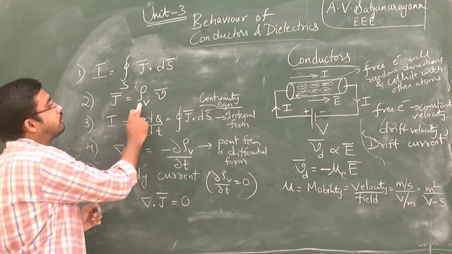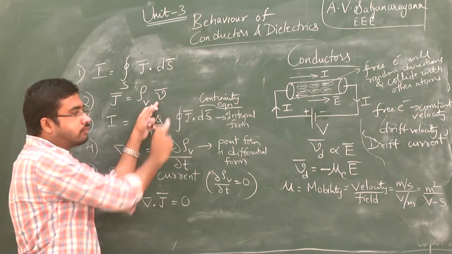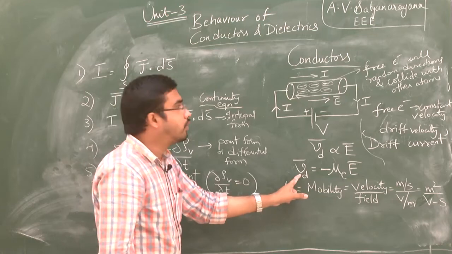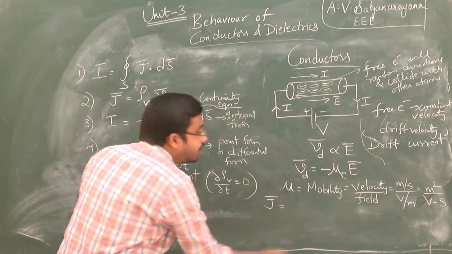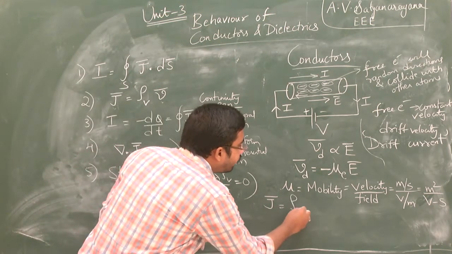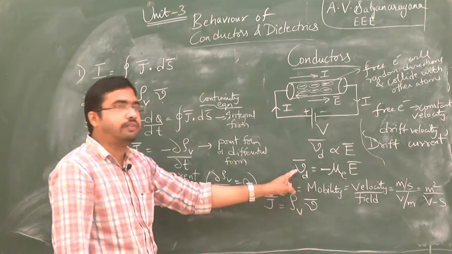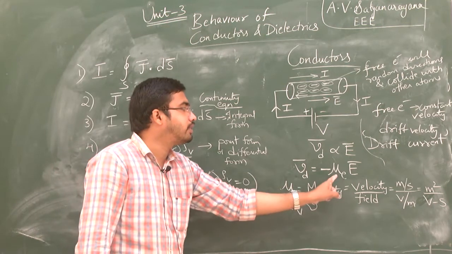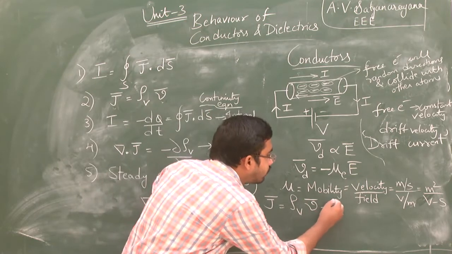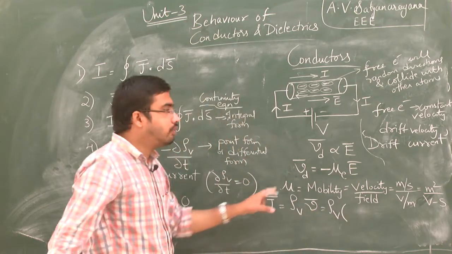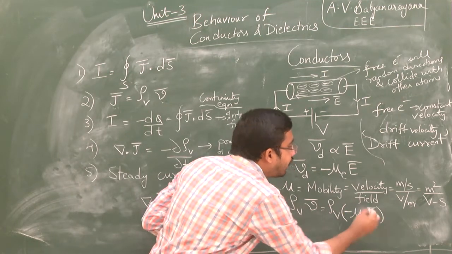J bar is equal to rho V into V bar, where V is the velocity. If you take this expression, we know that current density J bar is equal to rho V into velocity V bar. Here the velocity is drift velocity. So in the place of V bar, I can substitute minus mu E into E bar.